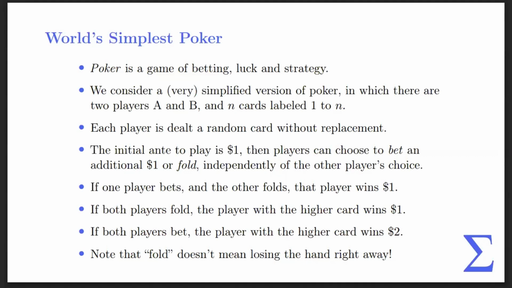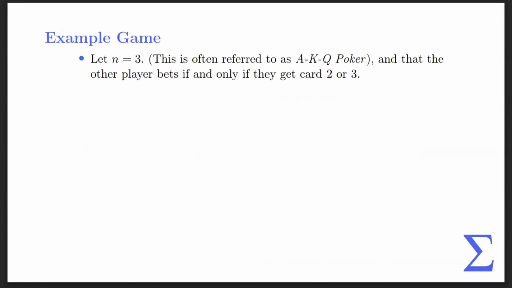All right, let's do an example just so you can get the idea. Let's say n is 3 for now. We'll consider a simple example, so only 3 cards. This is called ace king queen poker because it's technically poker when you only have ace, king and queen. Very simple level of poker. Let's suppose that the other player will bet if and only if they have a card 2 or 3. So we are essentially assuming the other player has a strategy where they bet if they have 2 or 3.